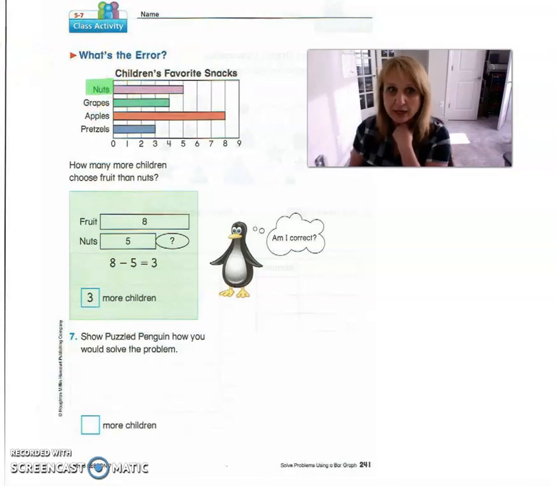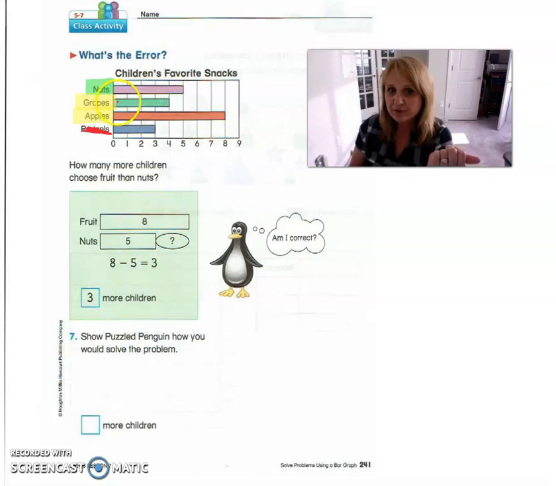We know nuts are nuts, right? Grapes. Are grapes a fruit? Yep. Apples. Are apples a fruit? Yep. Pretzels. Are pretzels a fruit? No. Are pretzels a nut? No. So we don't even care about the pretzels. We're just going to cross out the pretzels, okay? What we want to know is how many more children chose fruit than nuts. So Puzzle Penguin says that 8 children chose fruit. So let's see if he's correct.